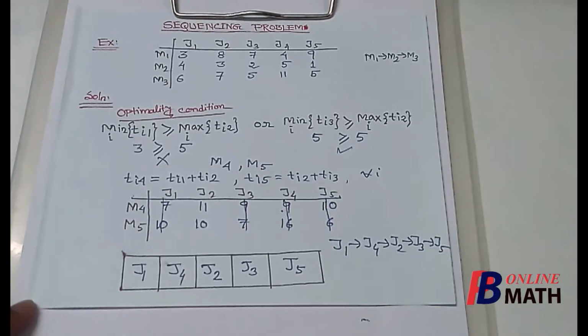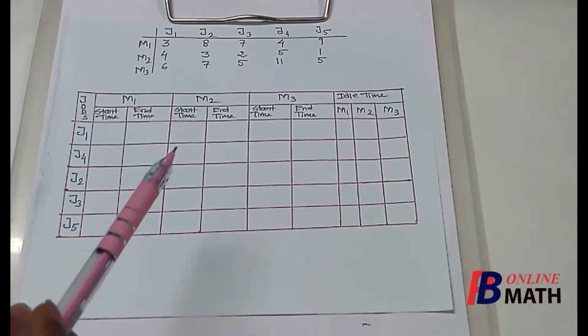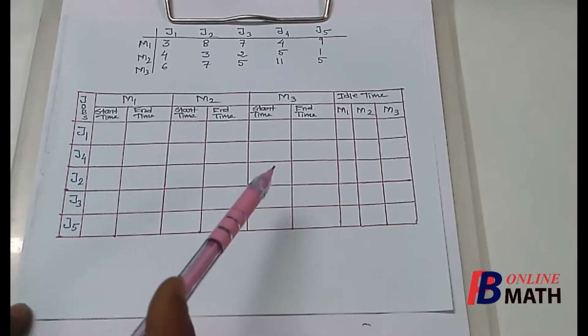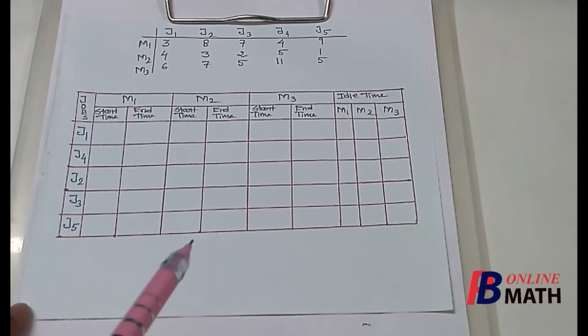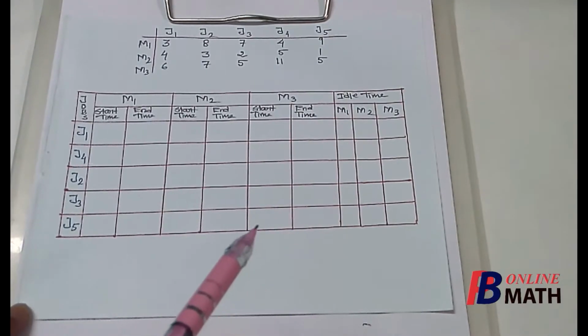Next we have to find the total elapsed time and the idle time for the machines by using the table. This is the required table we have to construct, and we have already obtained the optimal sequence of jobs. So we have placed the jobs according to the optimal sequence J1, J4, J2, J3 and J5. And since this is a problem with 5 jobs on 3 machines, we have considered 3 machines, M1, M2, M3, and start time, end time, and also the idle time. Actually we have transformed the problem of 5 jobs on 3 machines to a problem of 5 jobs on 2 machines to find the optimal sequence of jobs.